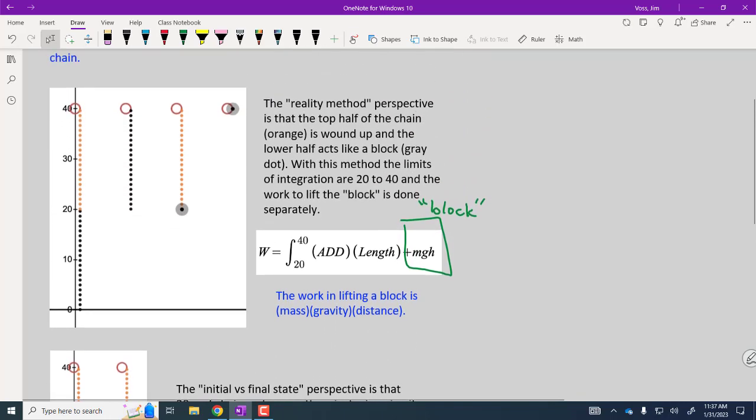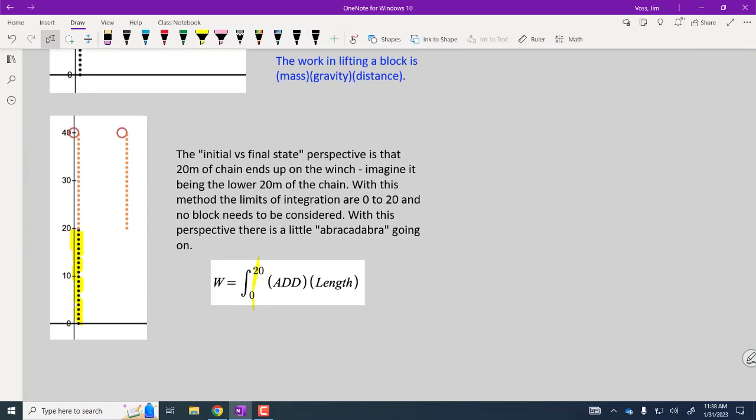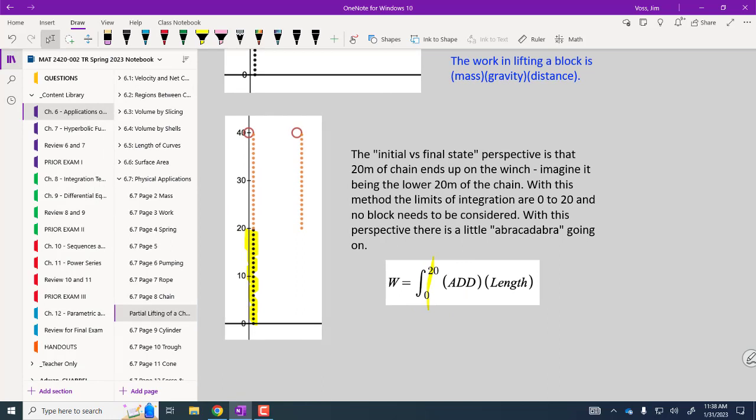So when we look at this, does this method make sense to you, the reality method, where we're physically moving these links from 20 to 40, and then we're dragging this extra, essentially a block, along? That seems very intuitive based on what we've done so far. But you should work both of them out and see that you get the same thing. It's a little mind-blowing to me, but it's physics, man. Physics is mind-blowing, right? Math is very deliberate. Physics is a little fishy.